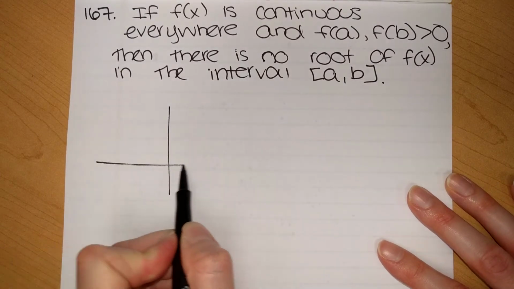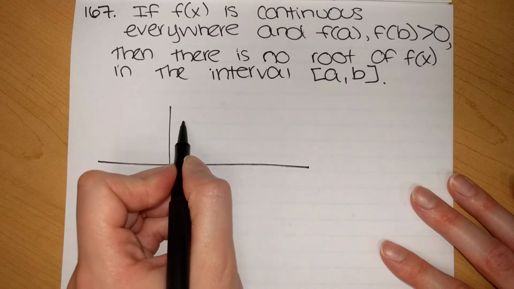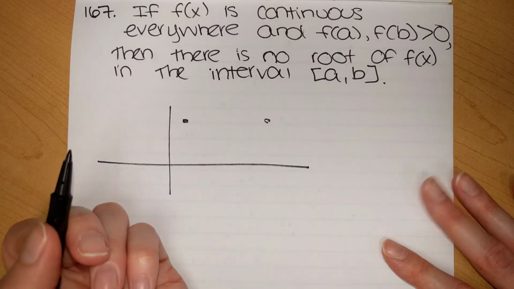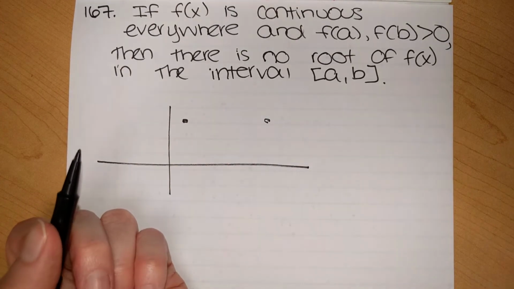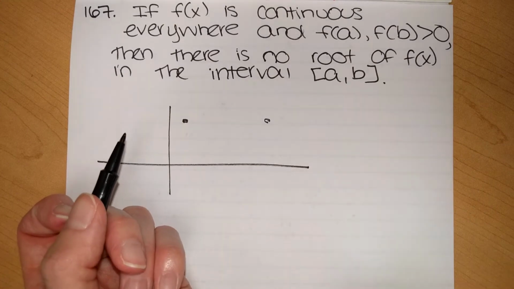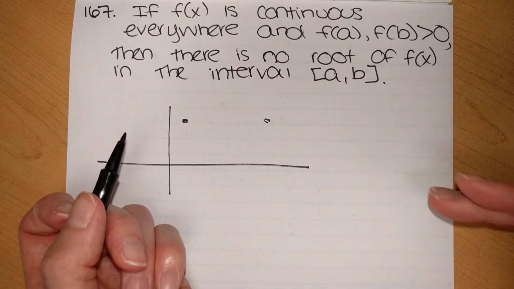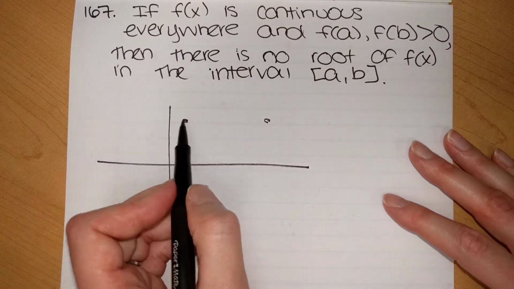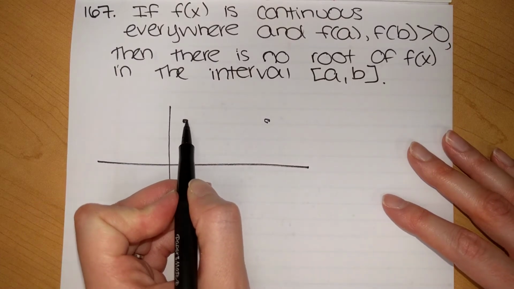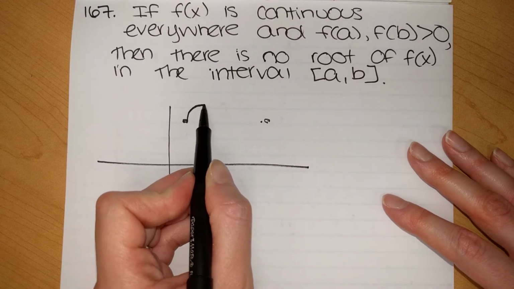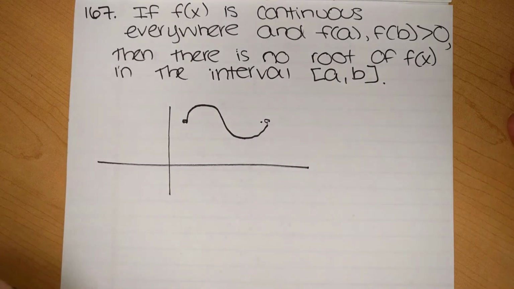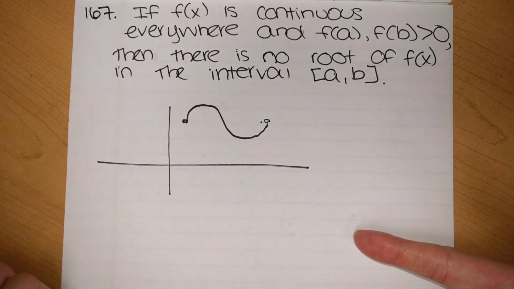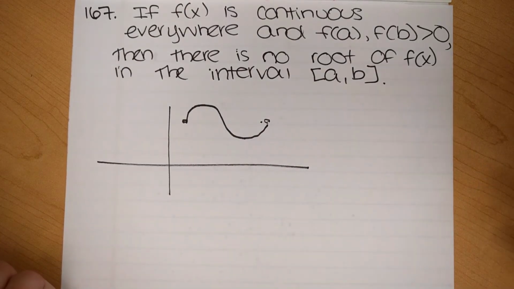So one picture that we could draw is that we could have our f(a) and f(b), they have to be greater than 0. Who knows if they're equal or what's going on, but they're greater than 0, so they're above the x-axis. And it has to be continuous. So I have to draw this little squiggle between f(a) and f(b) without lifting my pencil. So I could draw a squiggle that looks like this. Now if I draw a squiggle that looks like that, there's not going to be a root in that interval.